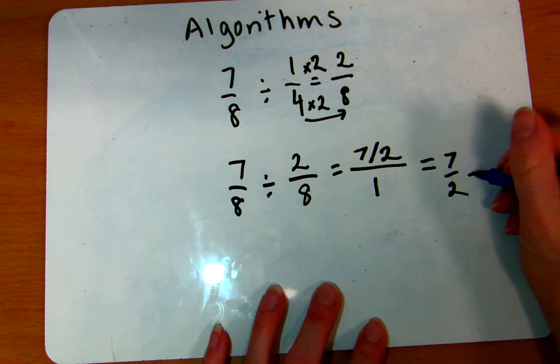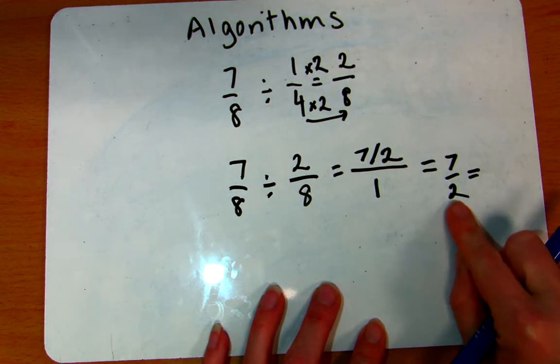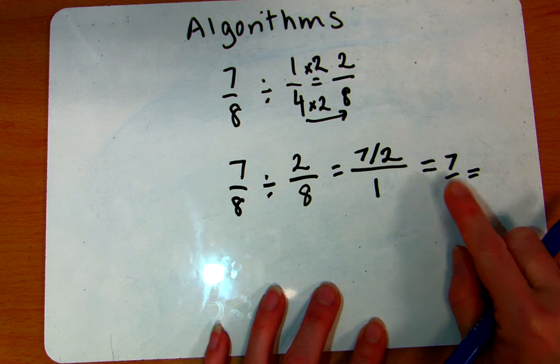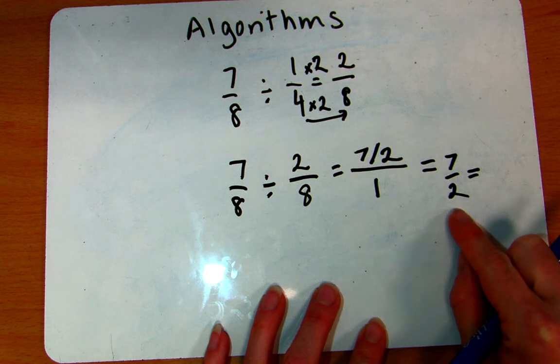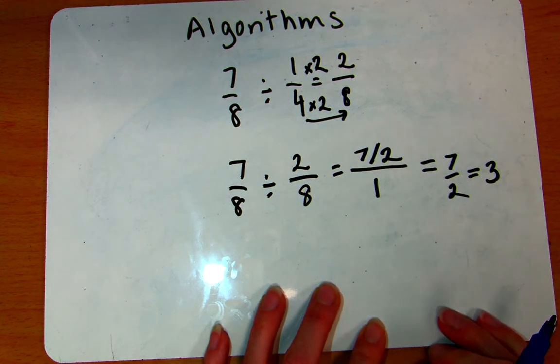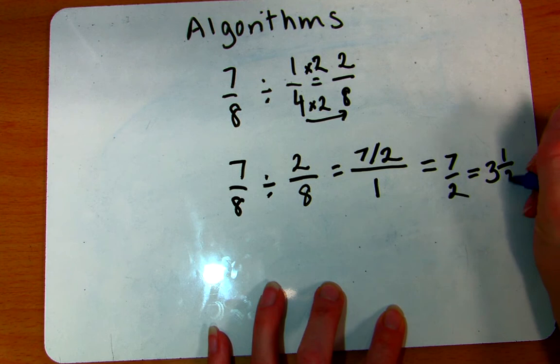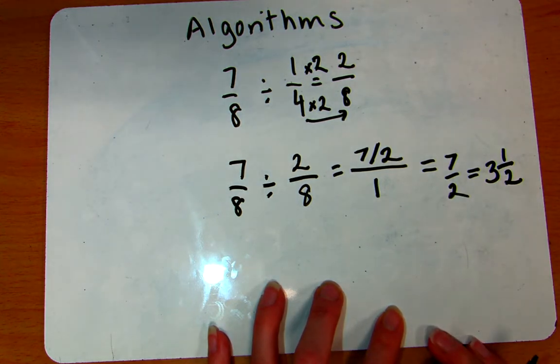If I want to rewrite that as a mixed number from an improper fraction, I ask myself, okay, this is a division, 7 divided by 2. How many groups of 2, how many times can 2 fit into 7? 2 can fit in 3 times, which would get us up to 6. If I tried to fit in 2 again, only 1 out of the 2 would fit in. So I've got 3 and a half.